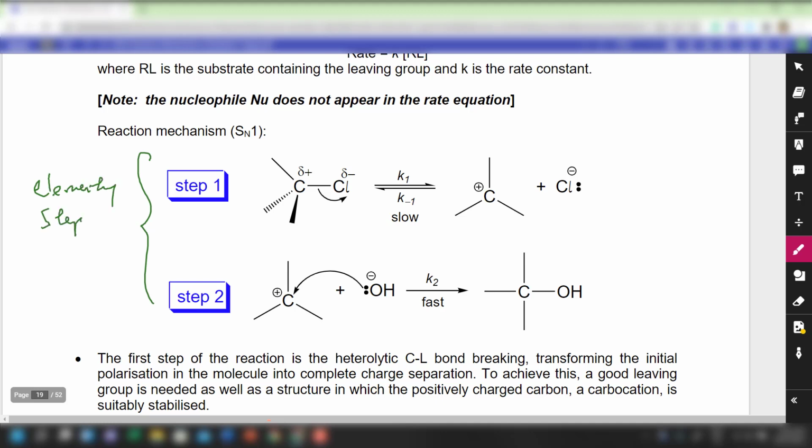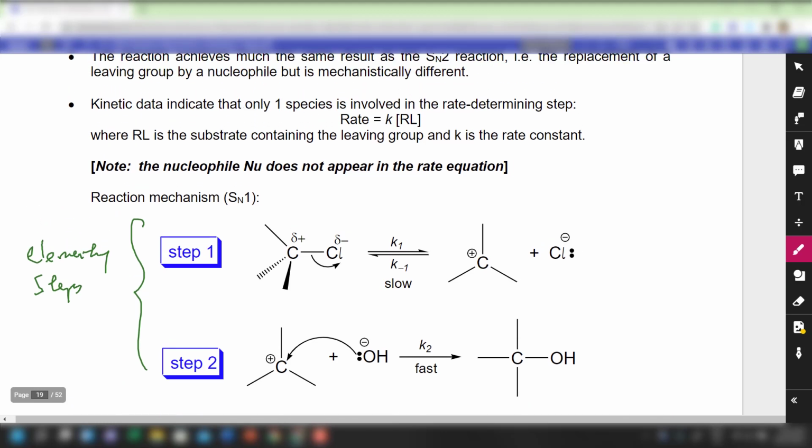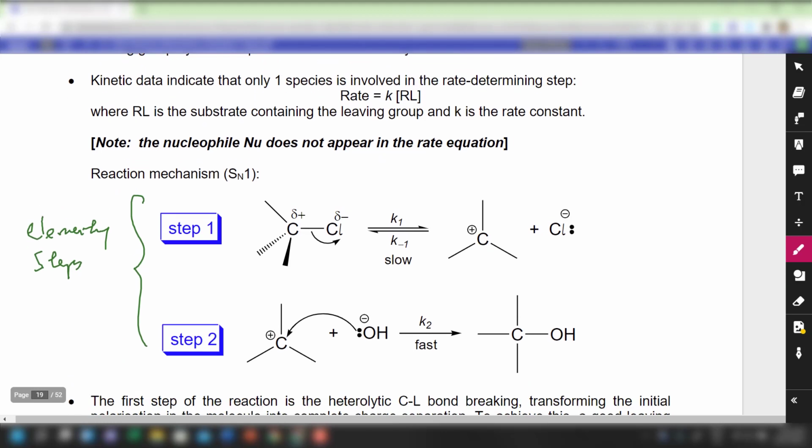Okay, so what do we really mean by elementary steps? By elementary steps here, we mean that we are able to write out the rate equation for every single one of them, and we will be able to tell which are the species involved by simply looking at the steps, because the steps cannot be broken down further. So I'm just illustrating it for you. In this case, the rate of consumption of the substrate is simply equal to k1 multiplied by the concentration of the substrate, and the molecularity is 1. So to the power 1.